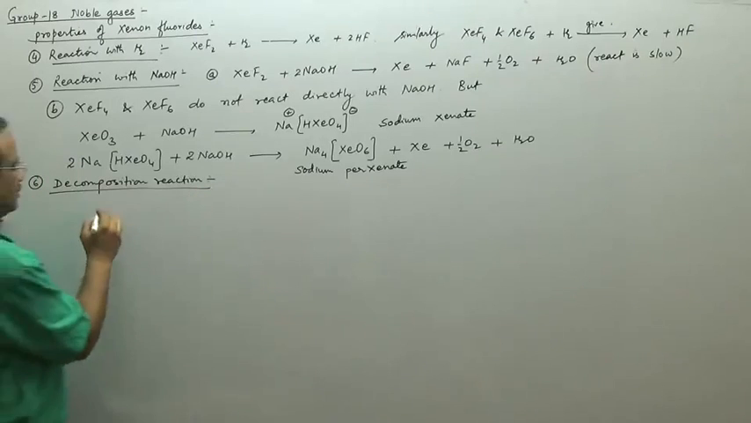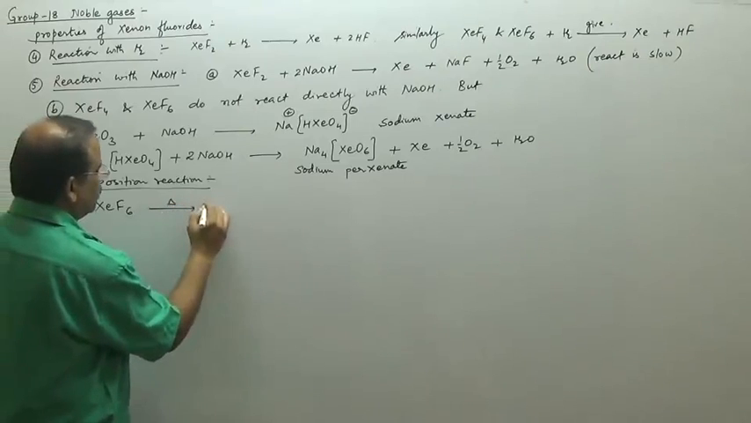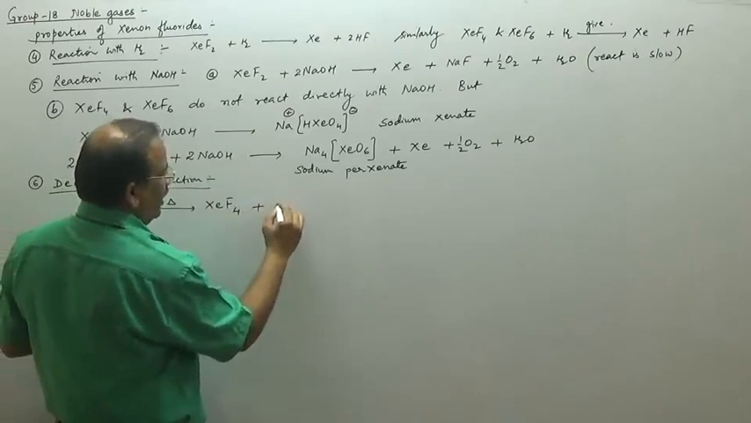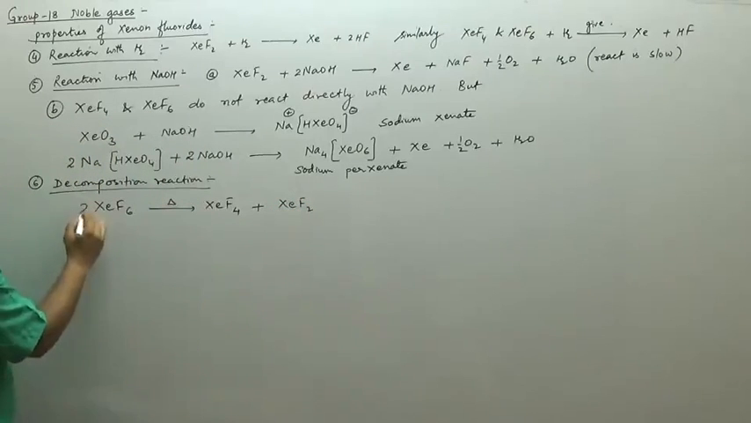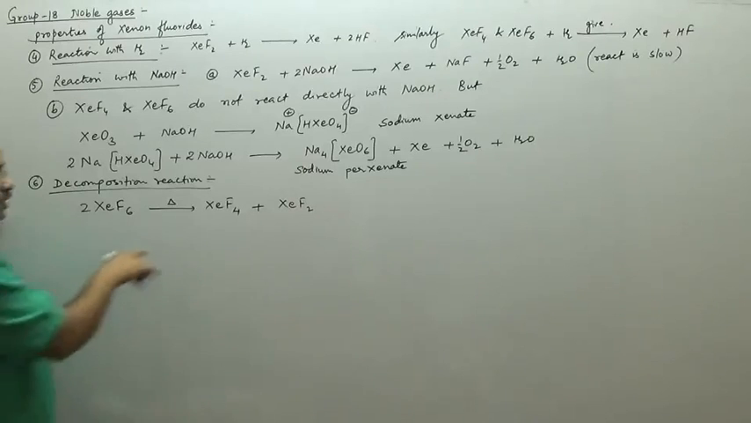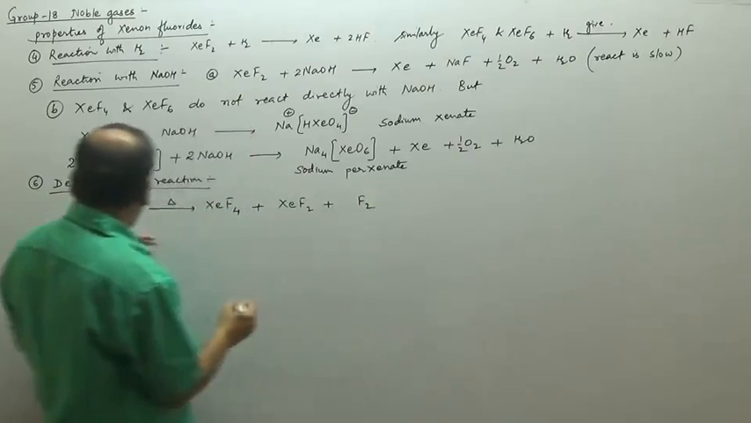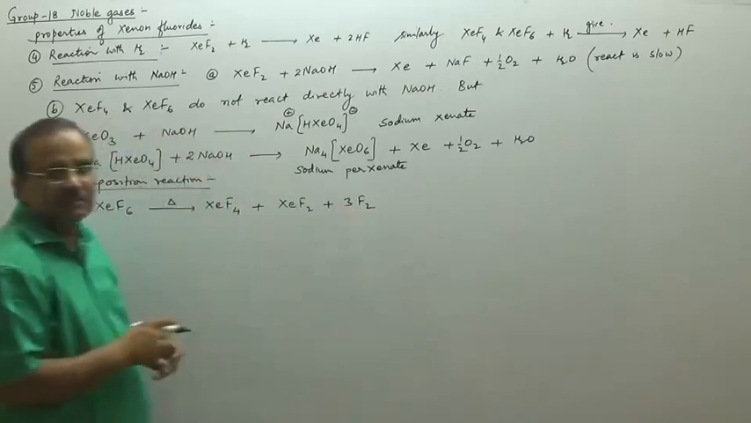So we used to write that it is only xenon hexafluoride which decomposes on heating and forms xenon tetrafluoride and xenon difluoride. So it is only this which decomposes to form the tetrafluoride and difluoride, and fluorine is liberated in the reaction.